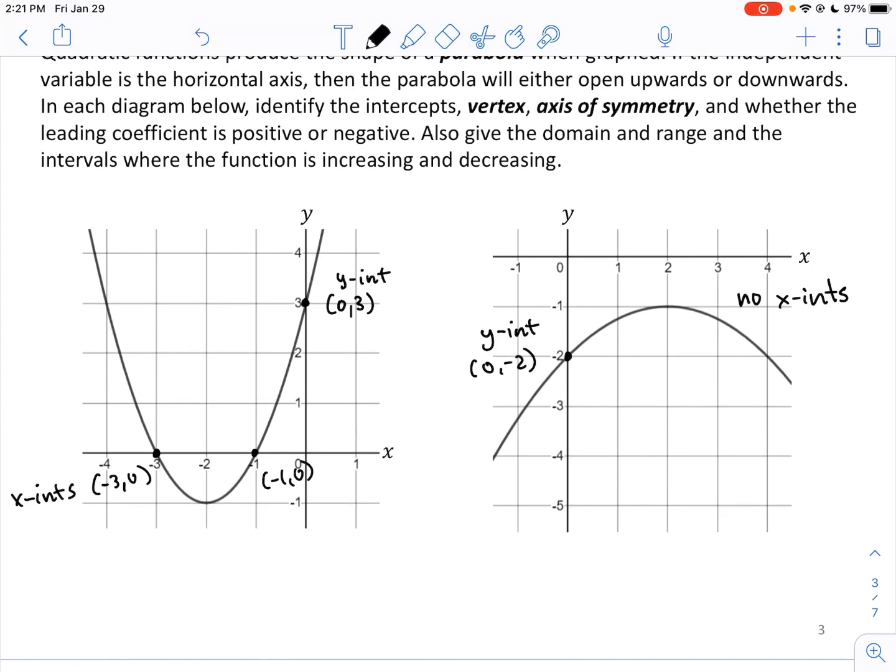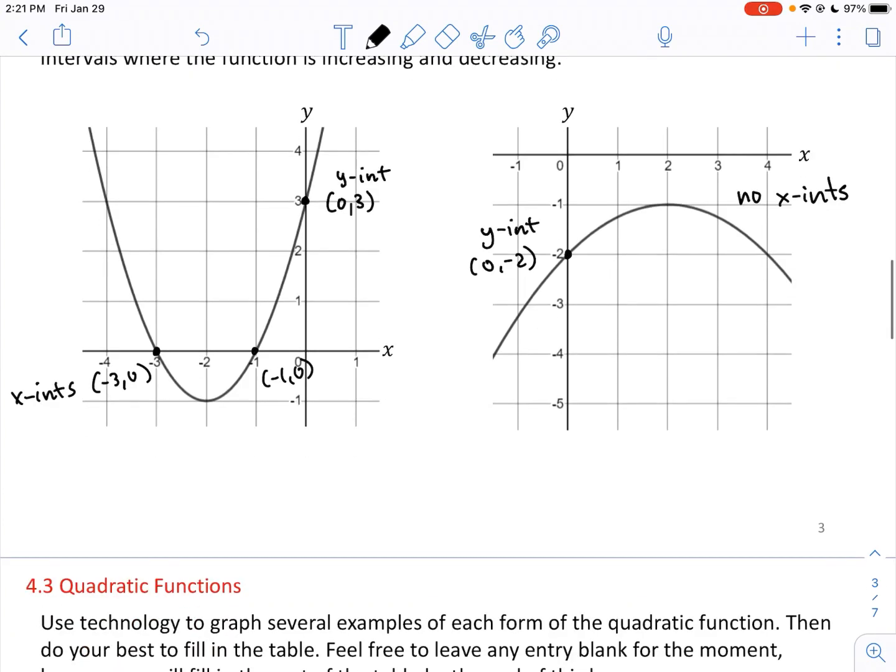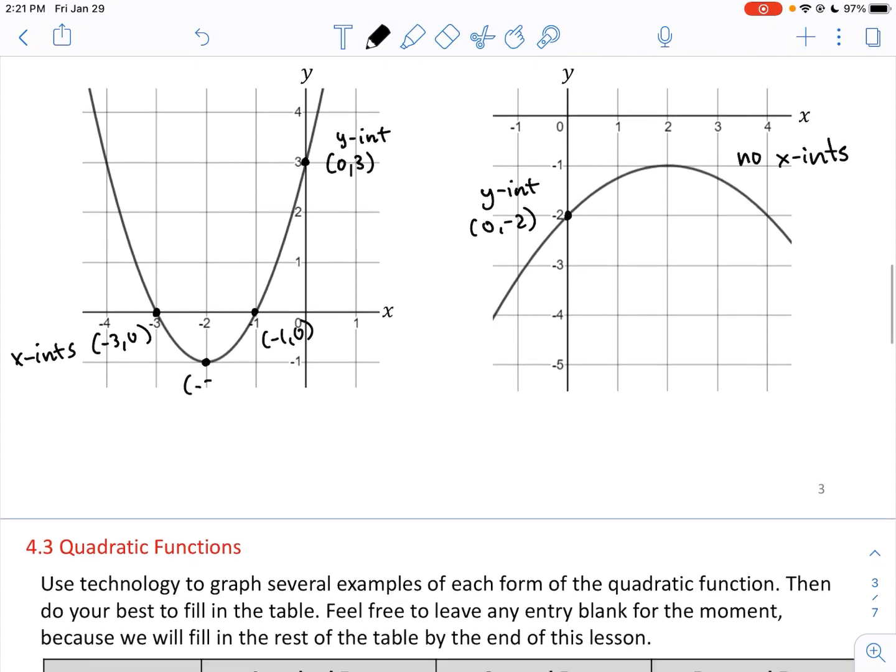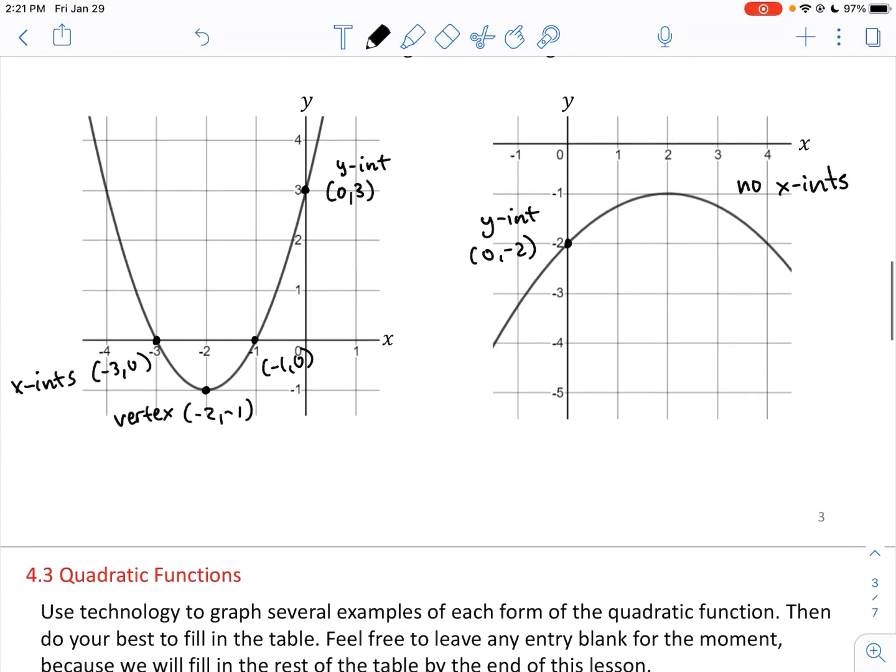The vertex is either the lowest point or the highest point, depending which way the parabola is opening. In this case, the vertex is the lowest point, sometimes called the minimum point of the parabola, and it's located at (negative 2, negative 1). And in this image here, it looks like it's at (2, negative 1).